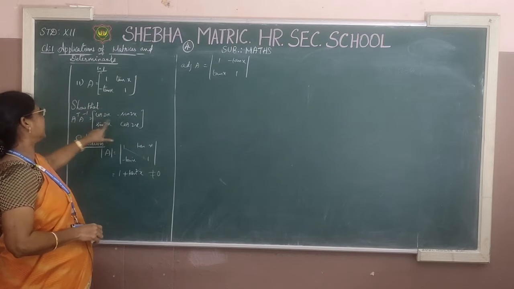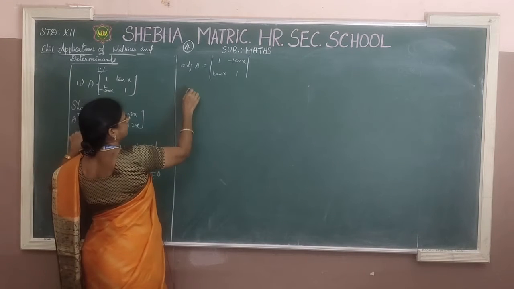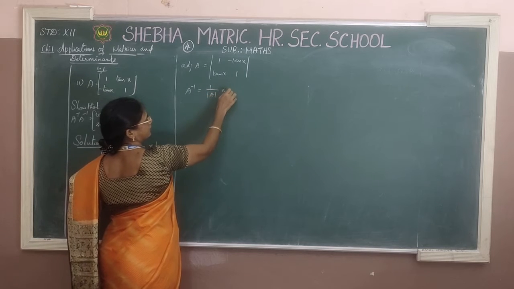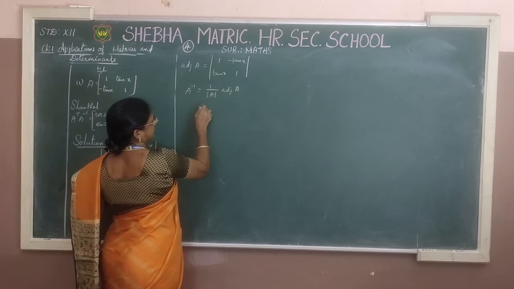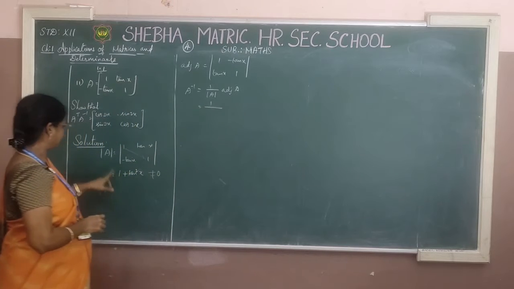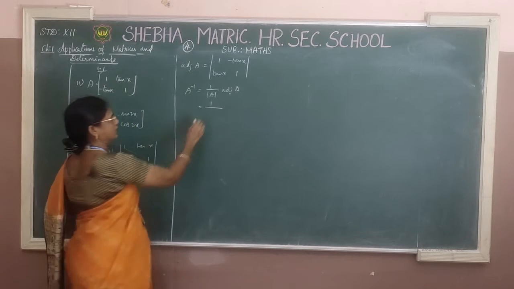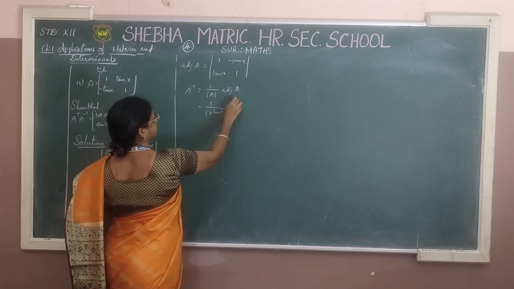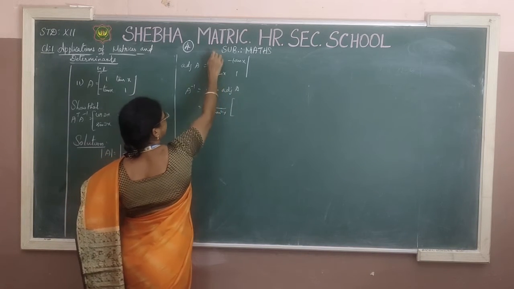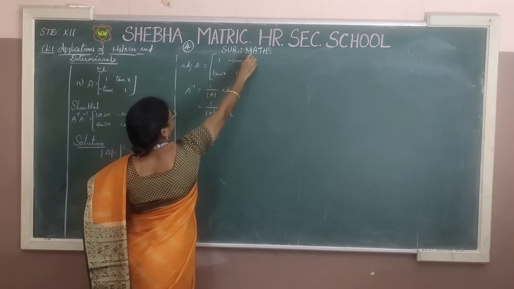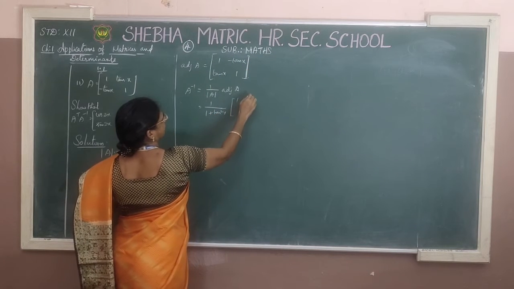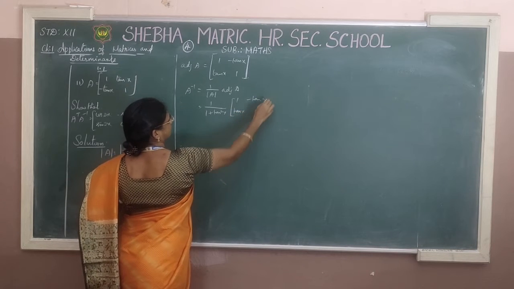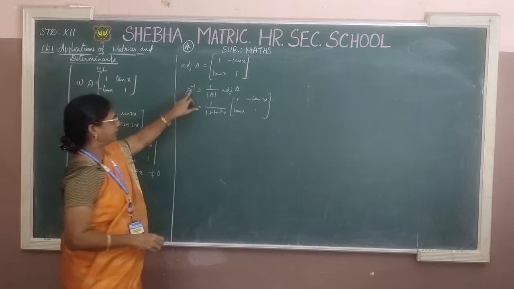Next, A inverse. For A inverse we have one formula: A inverse equals 1 by determinant A into adjoint of A. It is equal to 1 by, what is the determinant of A? The determinant of A is 1 plus tan square x, into adjoint of A. Adjoint of A, we should write in the matrix form: 1 minus tan x and tan x 1. This is our A inverse.